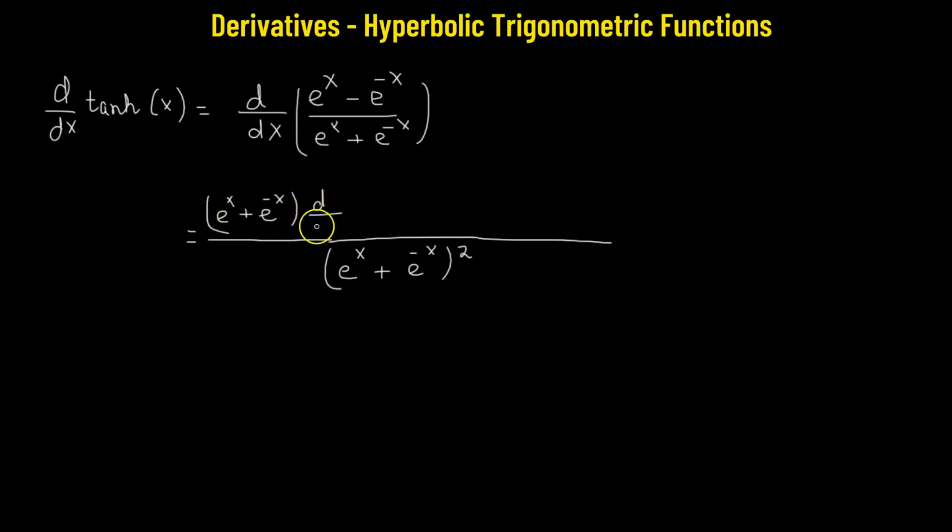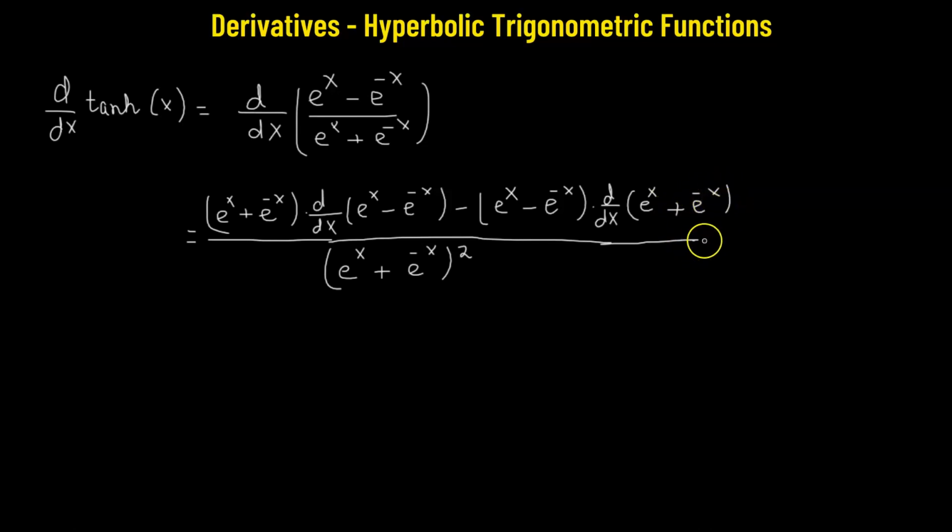multiplied to derivative with respect to x of the numerator, which is e raised to the power of x minus e raised to the power of negative x, minus, you can start with the numerator, e raised to the power of x minus e raised to the power of negative x, and this will be multiplied to derivative with respect to x of the denominator, which is e raised to the power of x plus e raised to the power of negative x. So this will be e raised to the power of x plus e raised to the power of negative x times derivative of the exponential function e raised to the power of x is simply e raised to the power of x, and this will become positive.